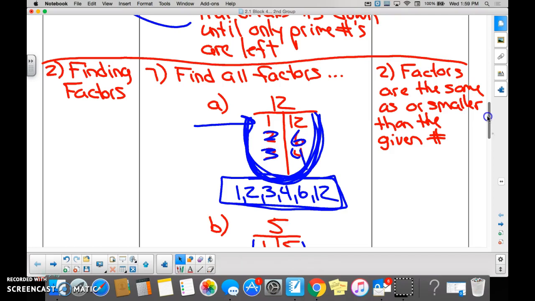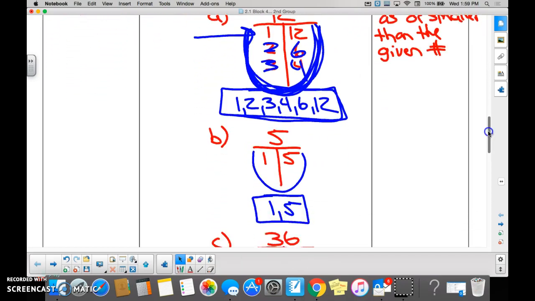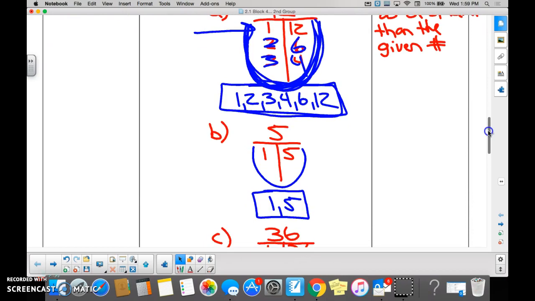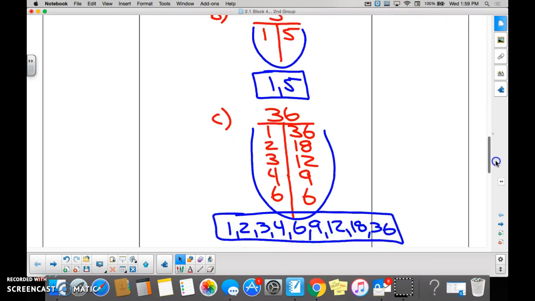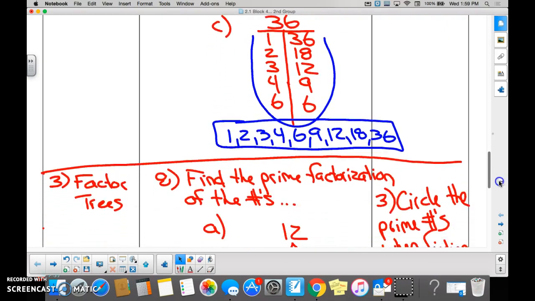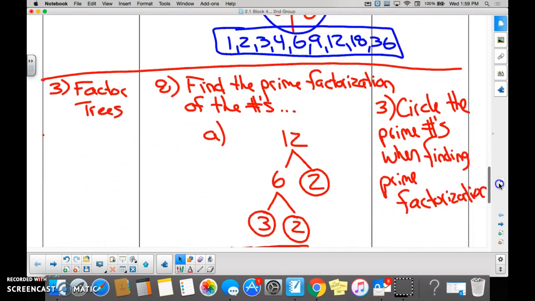So, letter B is the same thing. Is that a prime number or a composite number, by the way? Prime. That's 2 factors. Letter C, composite. And then the real deal here, find the prime factorization.